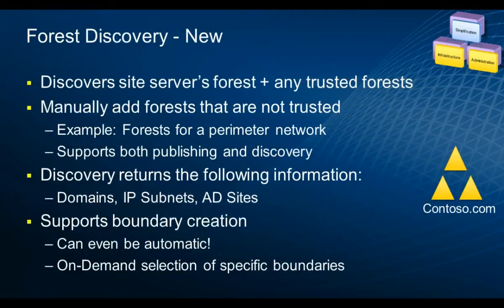So what's new in Config Manager 2012 for forest discovery, something that is a very important part of a Config Manager deployment? The first is that we are discovering site forests and trusted forests. Sorry if you had a visual pop there. We can manually add forests that are not trusted, so we can do some federation. We can also include forests for a perimeter network if we're doing internet-based, and we support both publishing and discovery in those examples. Discovery for us returns the following information. We receive domain information, IP subnet information, as well as the AD site information from those locations. And we support now something called boundary creation. This can be automatic or manually done either at initial installation or migration, or later on as network topology evolves.